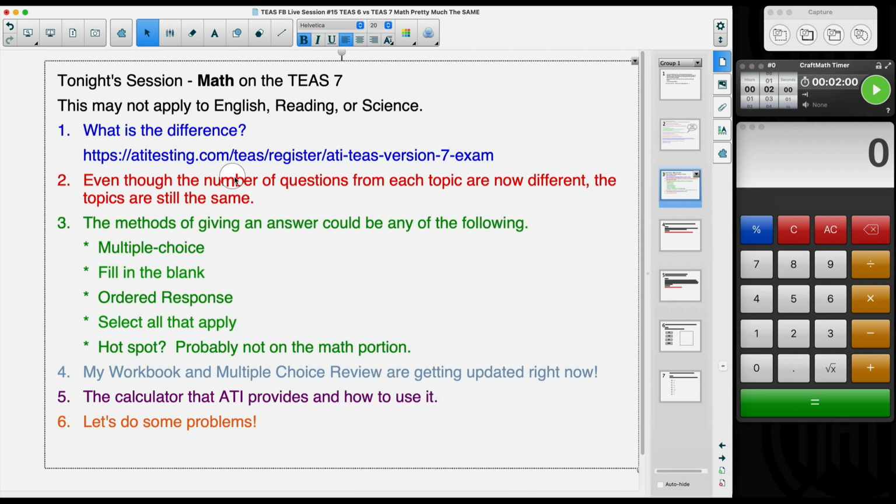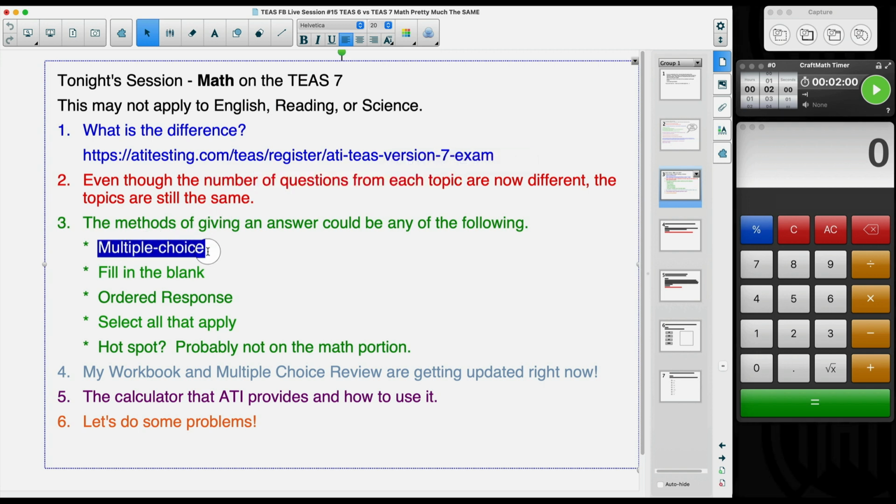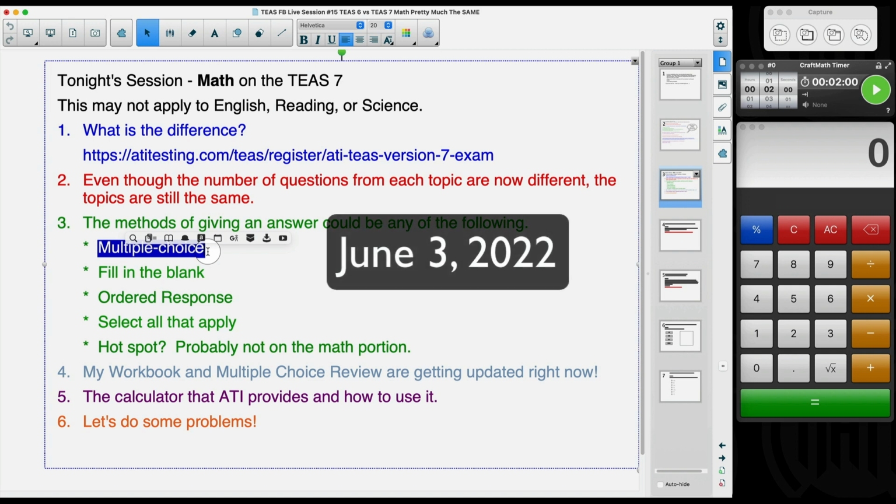The number of questions, and I'm going to dive into this with you all, and then we're actually going to do some problems tonight. The number of questions from each topic are different, T6 versus T7, but the main difference is going to be how you're going to answer some of the questions. The TEAS is no longer pure multiple choice once it comes into effect, and I think it's June 3rd is when the T7 kicks in.